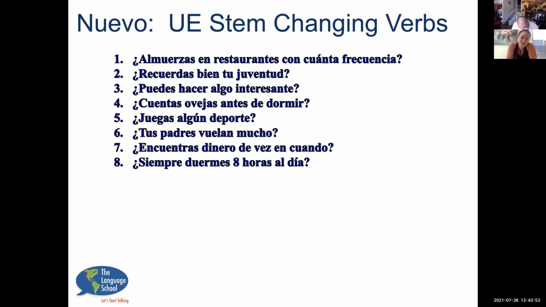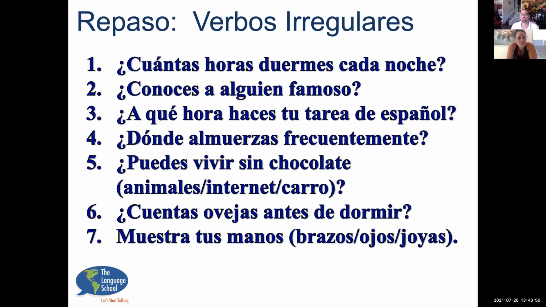¿Siempre duermes 8 horas al día? No, duermo 6 horas al día. ¿Cuántas horas duermes es la misma pregunta. ¿Conoces a alguien famoso? No conozco a alguien famoso, no. In the negative form, you'd say no conozco a nadie famoso. No. ¿A qué hora haces tu tarea de español? It's hago, is that correct? Because this is irregular.